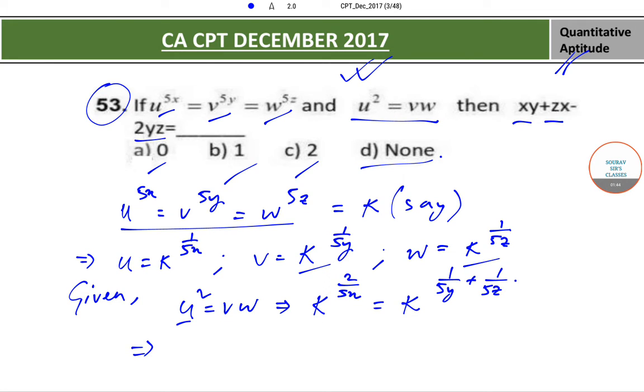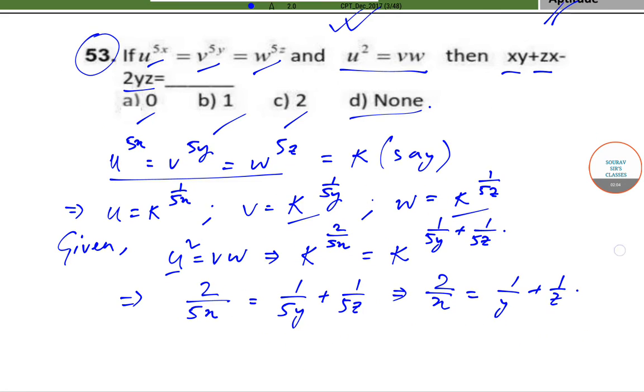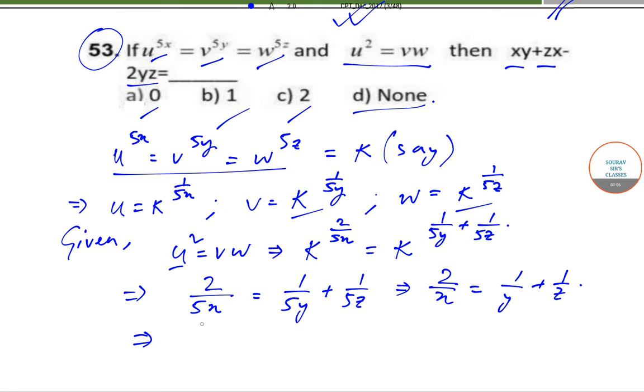So if we eliminate k, then we get down to 2 by 5x is equal to 1 by 5y plus 1 by 5z. And if we eliminate 1 by 5 from both the sides, we get 2 by x is equal to 1 by y plus 1 by z. So now if we do the necessary operations here, we'll get the 2 by x, and here we take the LCM, so that is yz, is equal to y plus z by yz.